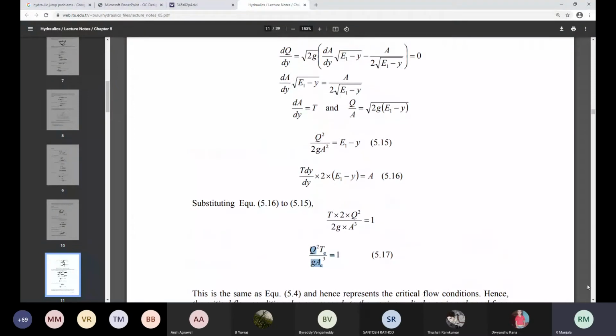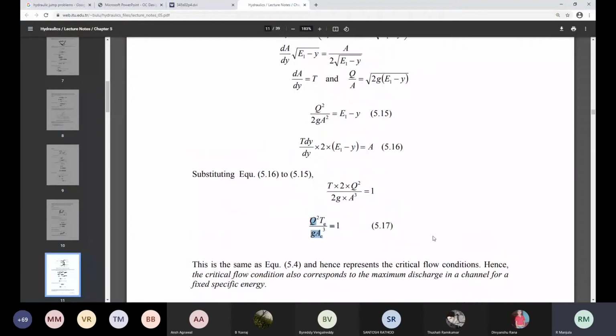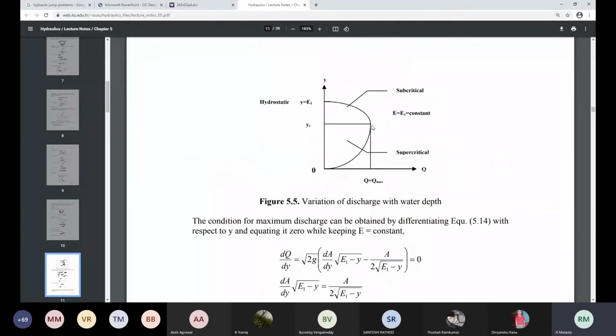So what you are having here is the critical flow condition equation. Again, the critical flow condition also corresponds to maximum discharge in a channel for a fixed specific energy. So this condition is valid. Hence, the critical flow condition corresponds to maximum discharge for a given specific energy, isn't it? So for a critical flow, you are having the maximum discharge.